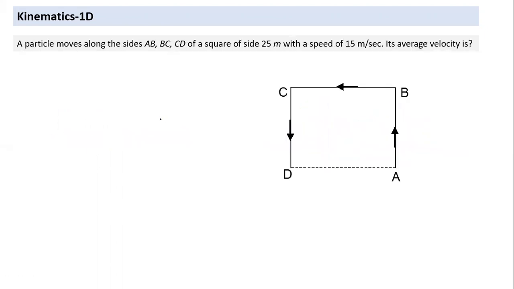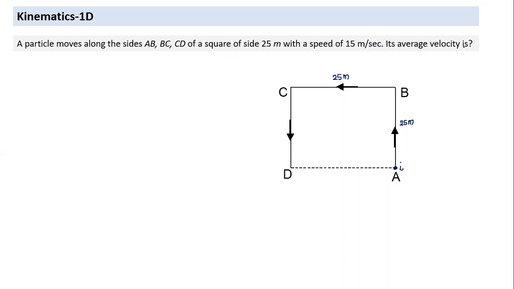Let's look at the next one. A particle moves along A to B. From here, this is the starting point, my initial point. First it moves from A to B, then B to C, and then C to D. Each side of the square is 25 meters, so this is 25 meters, this also is 25 meters, all are 25 meters, with a speed of 15 meters per second.